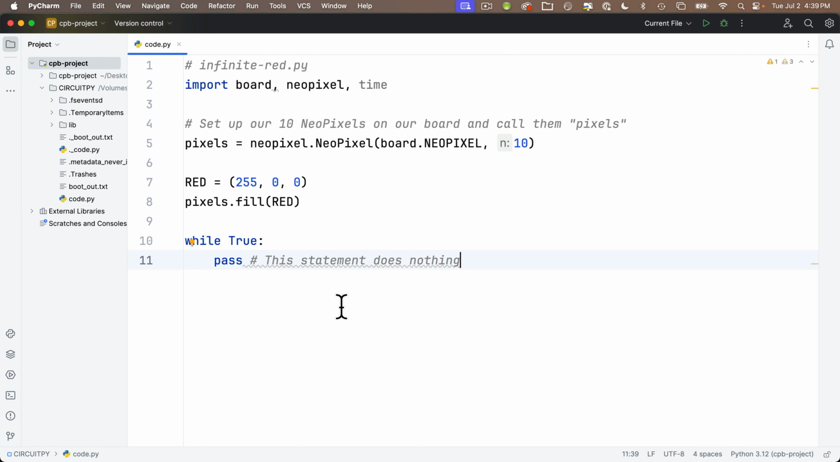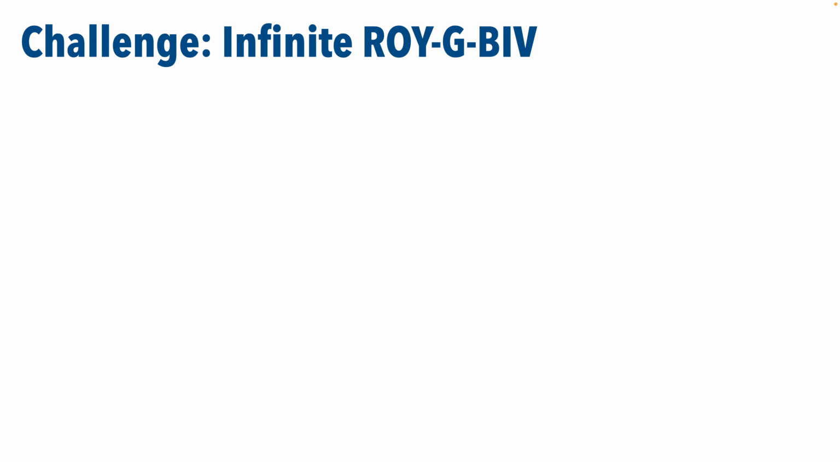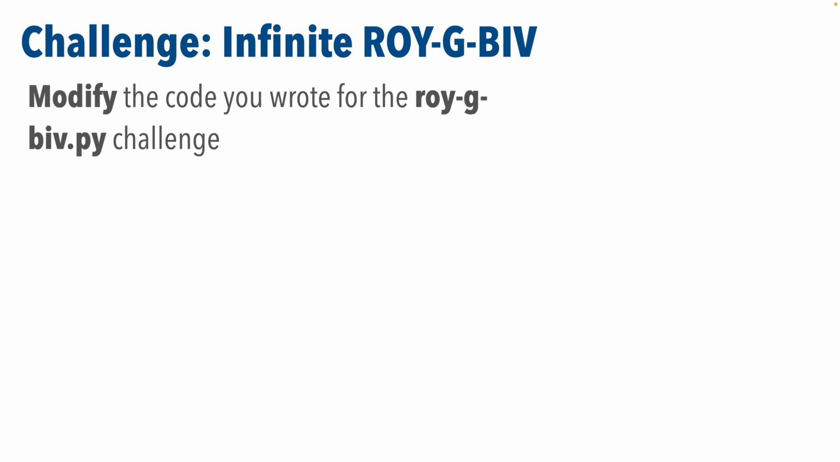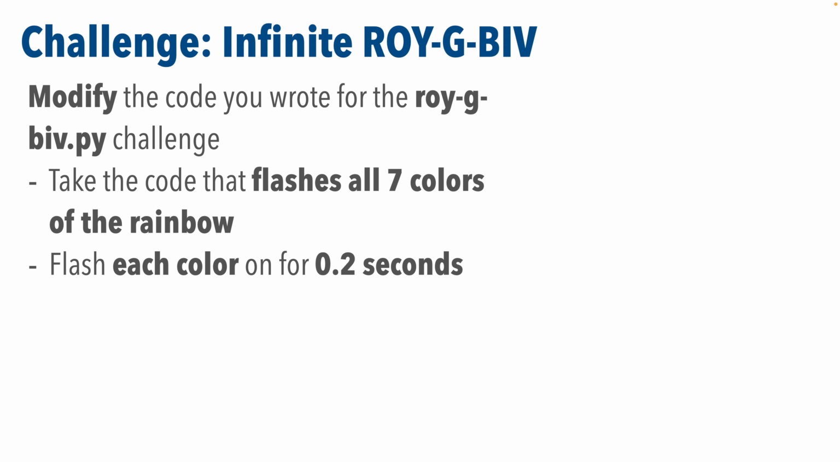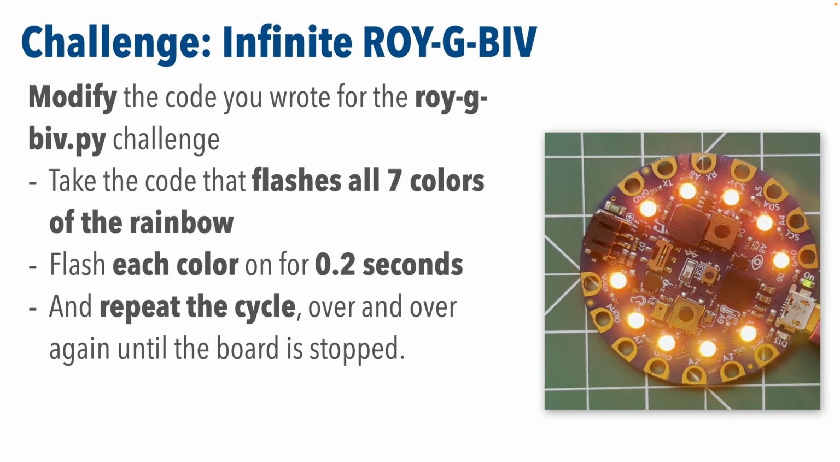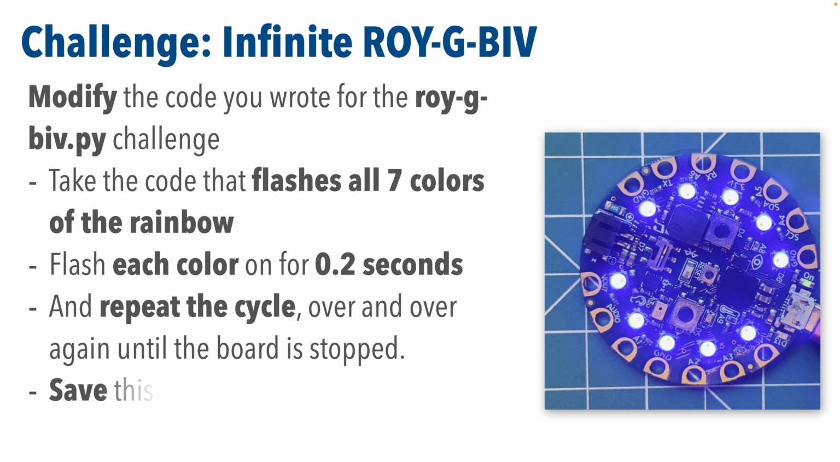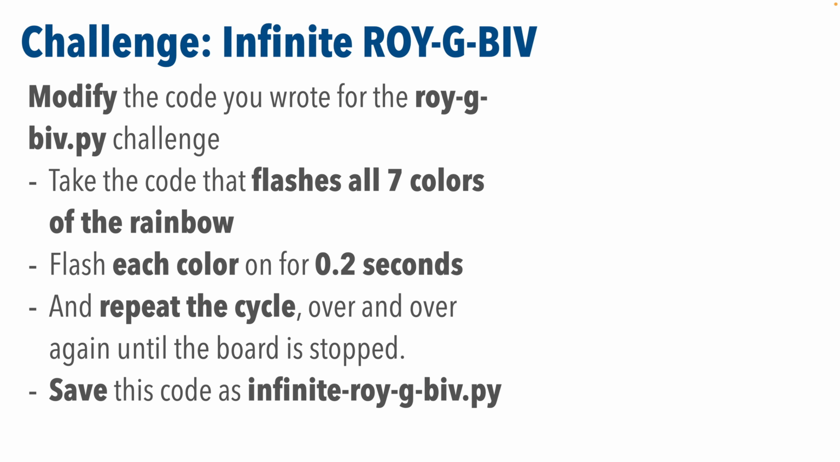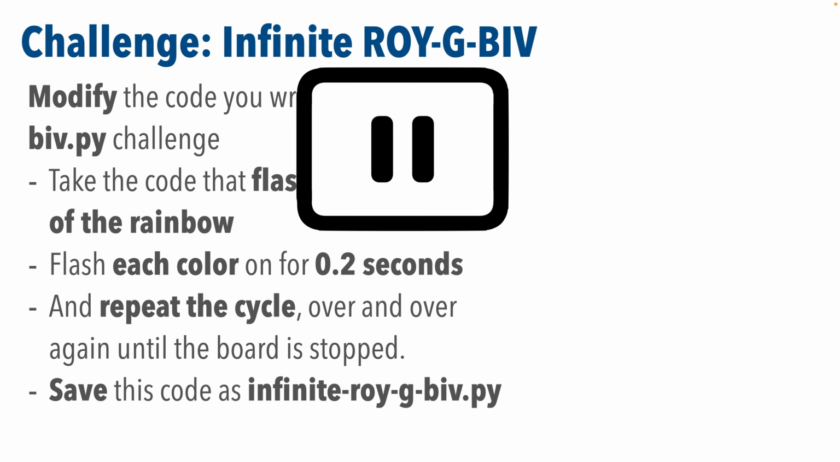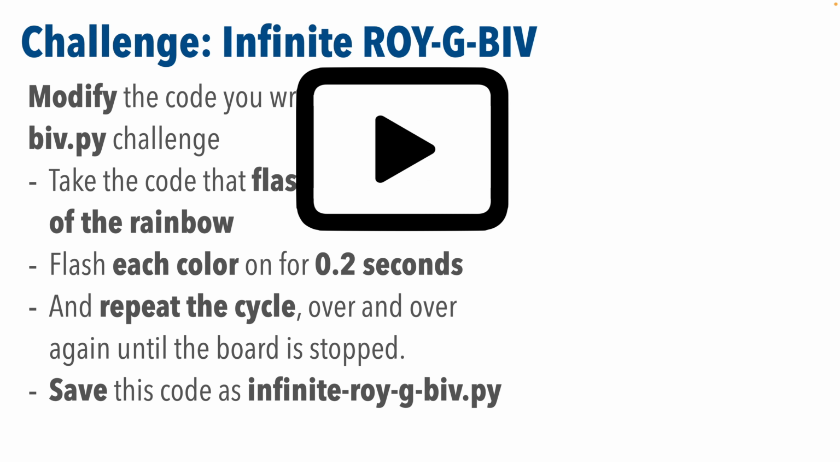So why don't we use what we've learned about the while True loop for a quick challenge. This is the Infinite ROYGBIV challenge. Modify the code you wrote for the ROYGBIV challenge. You probably saved that as roygbiv.py. Take the code that flashes all 7 colors of the rainbow, flash each color this time for only 0.2 seconds, and repeat that cycle over and over again until the board is stopped. You should save this when you're done, calling it infinite-roy-g-biv.py. The goodness should look like this. I know you're up for the challenge. Why don't you pause, give it a shot, and when you're ready, resume, and we'll take a look at the answer.